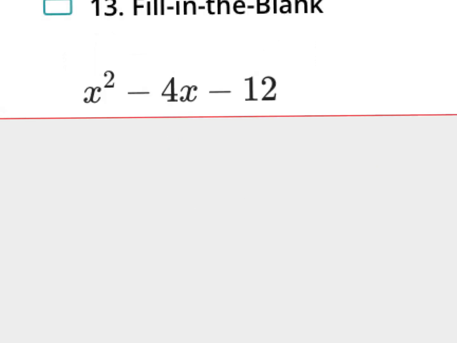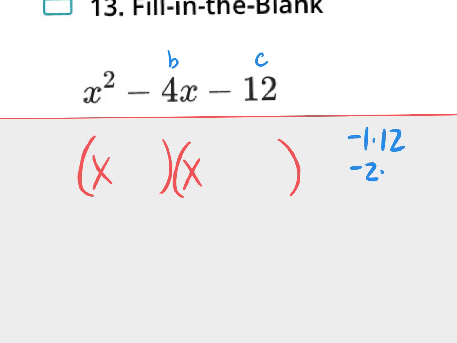Let's move on. Oh yeah, I love these. Why do I love these? Because there's no number in the front, which means you could jump right in to the factored form format, parentheses, x x, and simply think what times what is your C value that if you combine together is your B value. Let's make a list of the multiples of negative 12, that C value. How could you get negative 12? Negative 1 times 12, negative 2 times 6, negative 3 times 4, and that's about it.